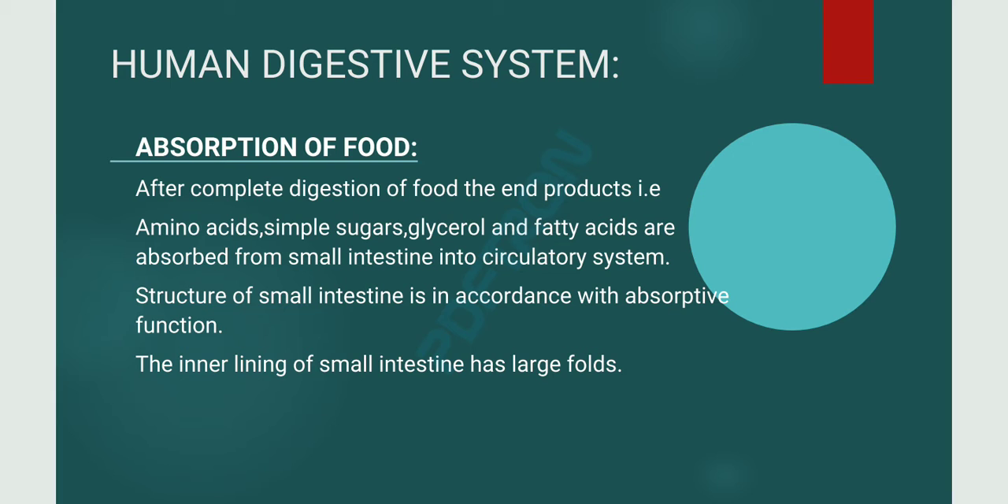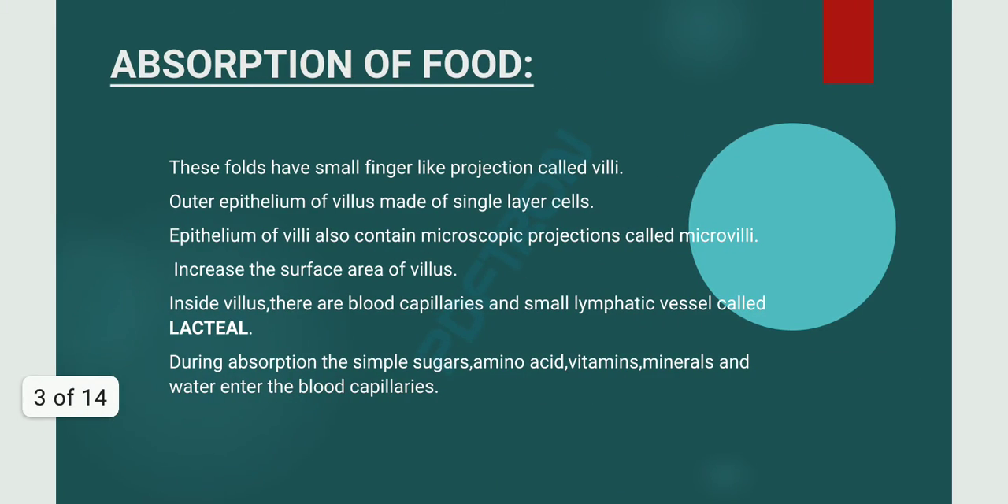After complete digestion of food, the end products, amino acids, simple sugars, glycerol and fatty acids, are absorbed from the small intestine into the circulatory system. The structure of the small intestine is in accordance with its absorptive function. The inner lining of the small intestine has large folds. These folds have small finger-like projections called villi.